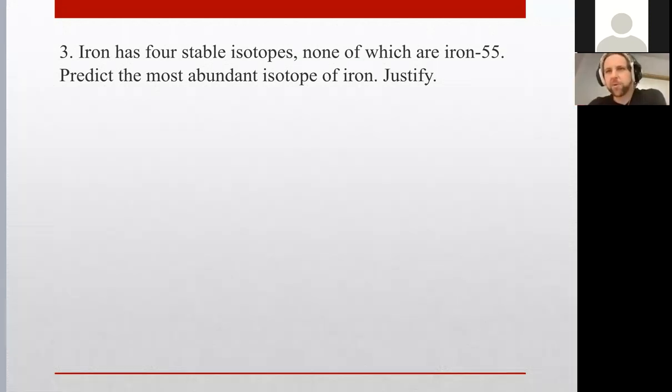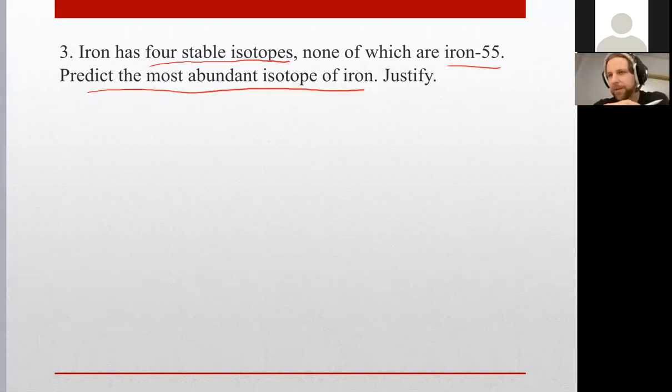So I brought up the example for iron. Iron has 4 stable isotopes, and none of which are iron 55. So with this information and the periodic table available to us, what would be the most abundant isotope of iron? And we need to justify that. So what I'm going to do is look up the molar mass of iron. So I'm going to go to ptable.com.